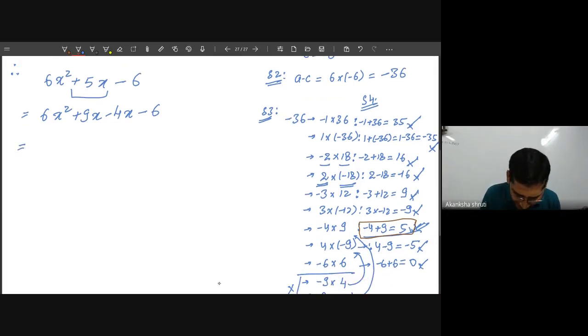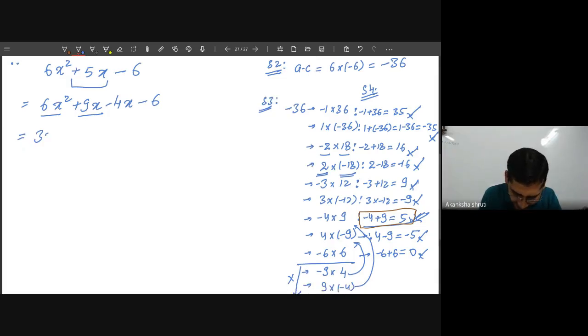Next step is what? What is common in this and this? Student, 6 and 9 have the common number 3. Here x square and here x, so x is also common. So the number 3 can be taken out and x can also be taken out. What will be left here? If you divide 6 by 3, you will get 2, and dividing x square by x, you will get x only. Okay, 9x: this 9 divided by 3 ultimately will leave 3. X is already taken out.